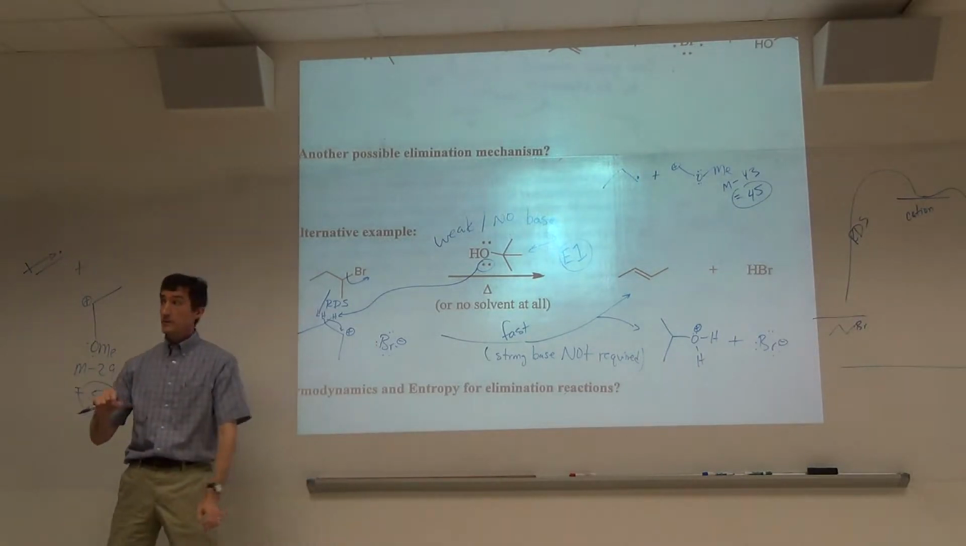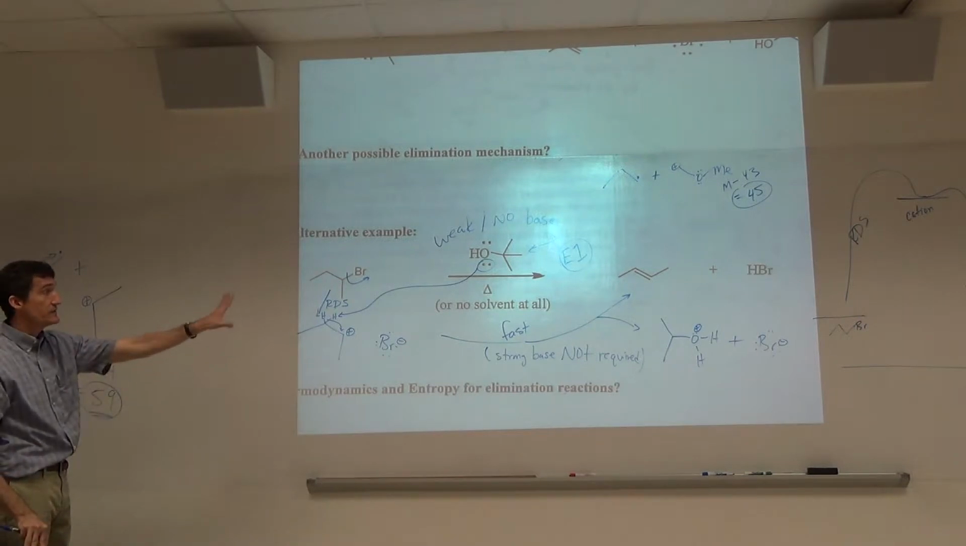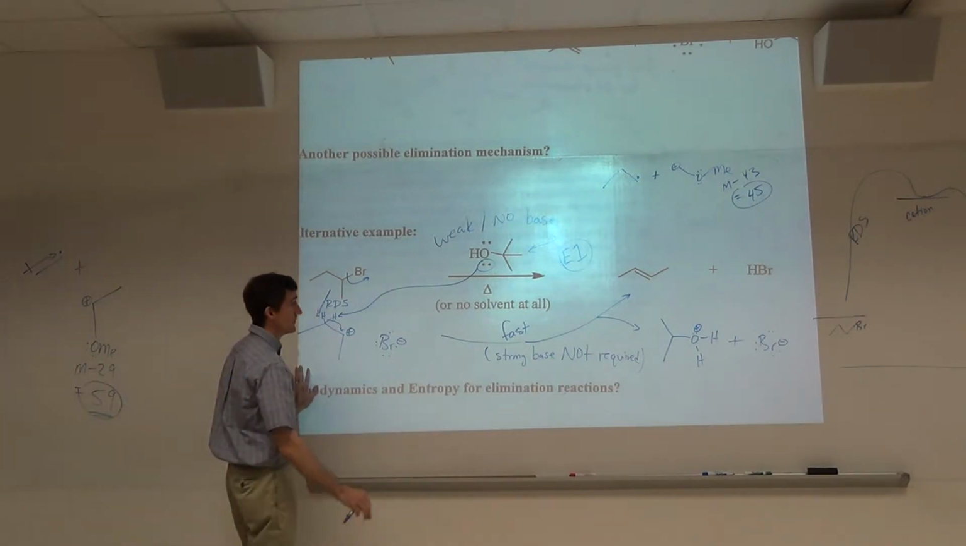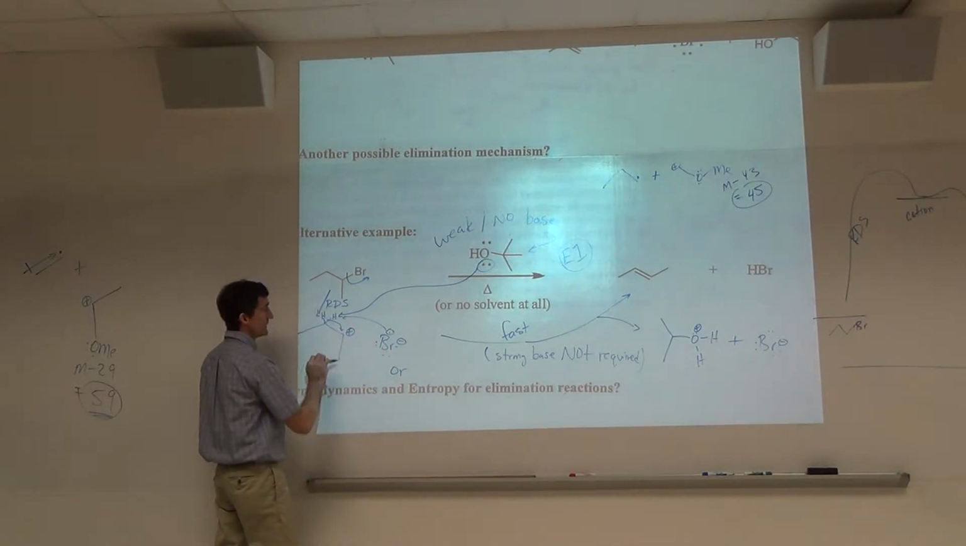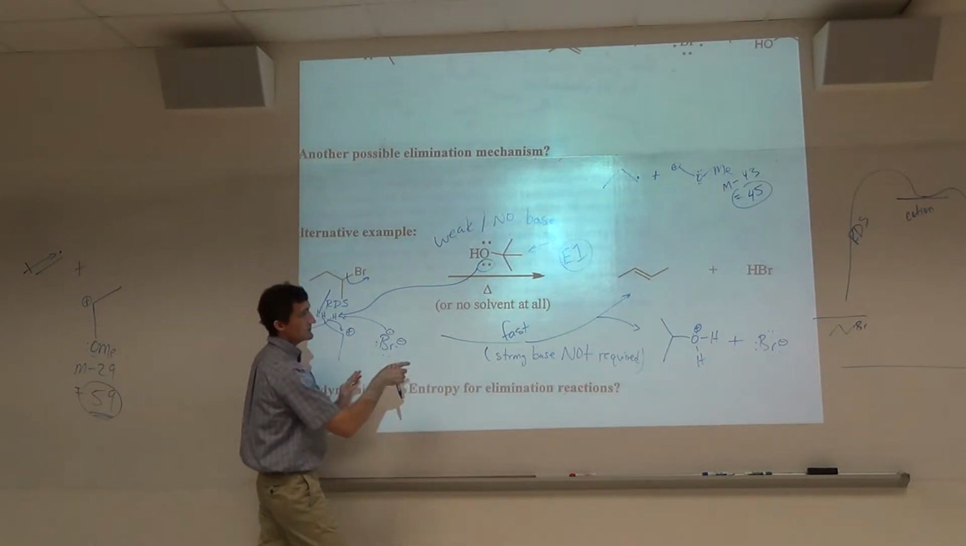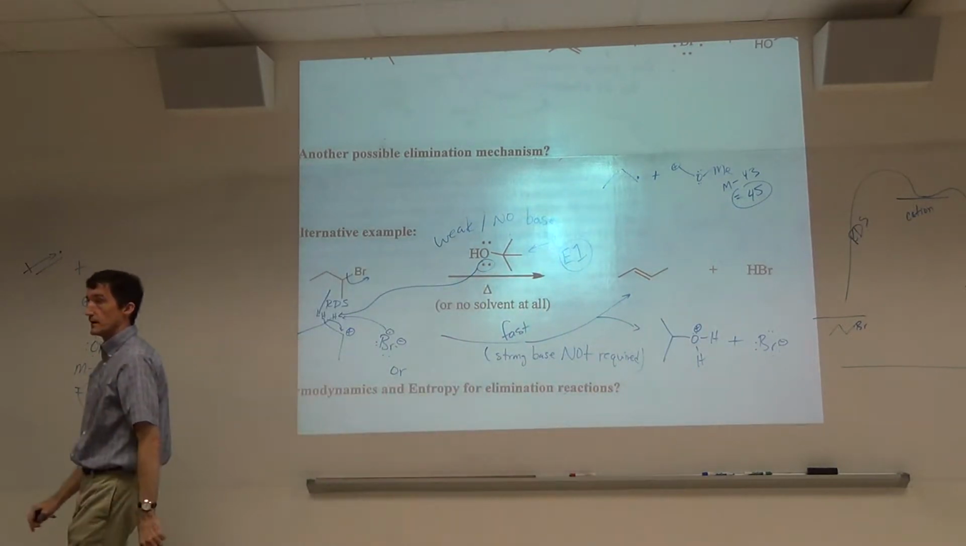If you do it in the rate determining step, you need a strong base. And in fact, if you have a strong base, that's the way it's going to happen. If there's a weak base or no base at all, or we could have had this take the H, and if you had this take the H, we would have formed HBr. Either one you want to do.